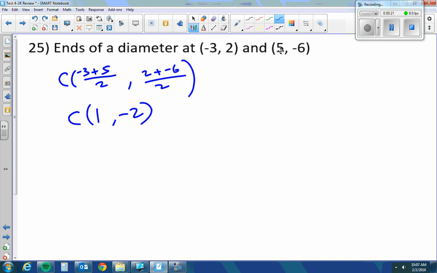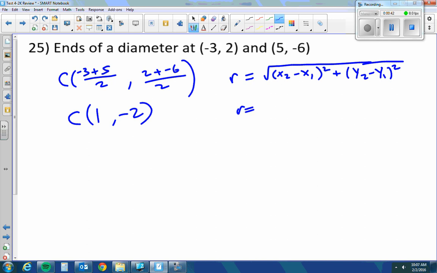You could find the diameter by doing the distance formula between those two points, but the only problem with that is you might get a radical, and you have to take half of a radical to find the radius. So I'm going to find the radius by doing the distance from the center to one of these. And the distance formula, once again, looks like this. I'm not going to write it all out like that.